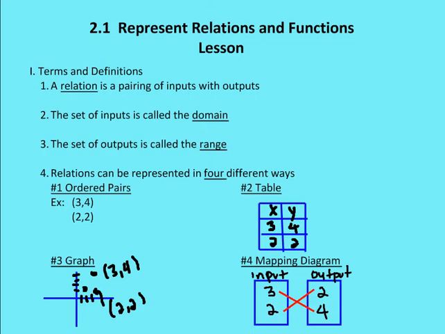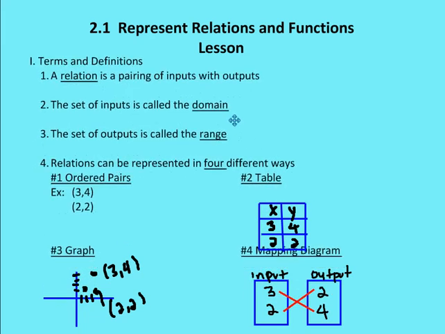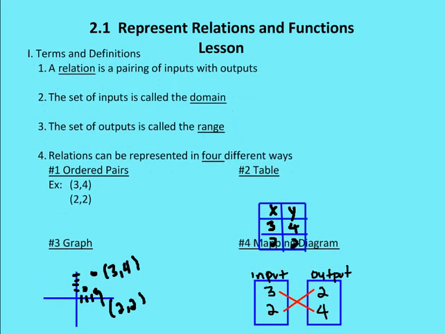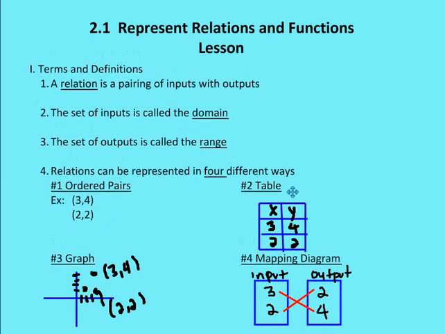So relations can be represented in 4 different ways. The first is ordered pairs. So in the example that I gave to you before, the ordered pair would be (3, 4) and then (2, 2). So those are the two relations based on an ordered pair. The second would be a table. A table just sets up the x and y values. So for x, I have the input of 3, output of 4. And for the second relation, I have an input of 2 and an output of 2.